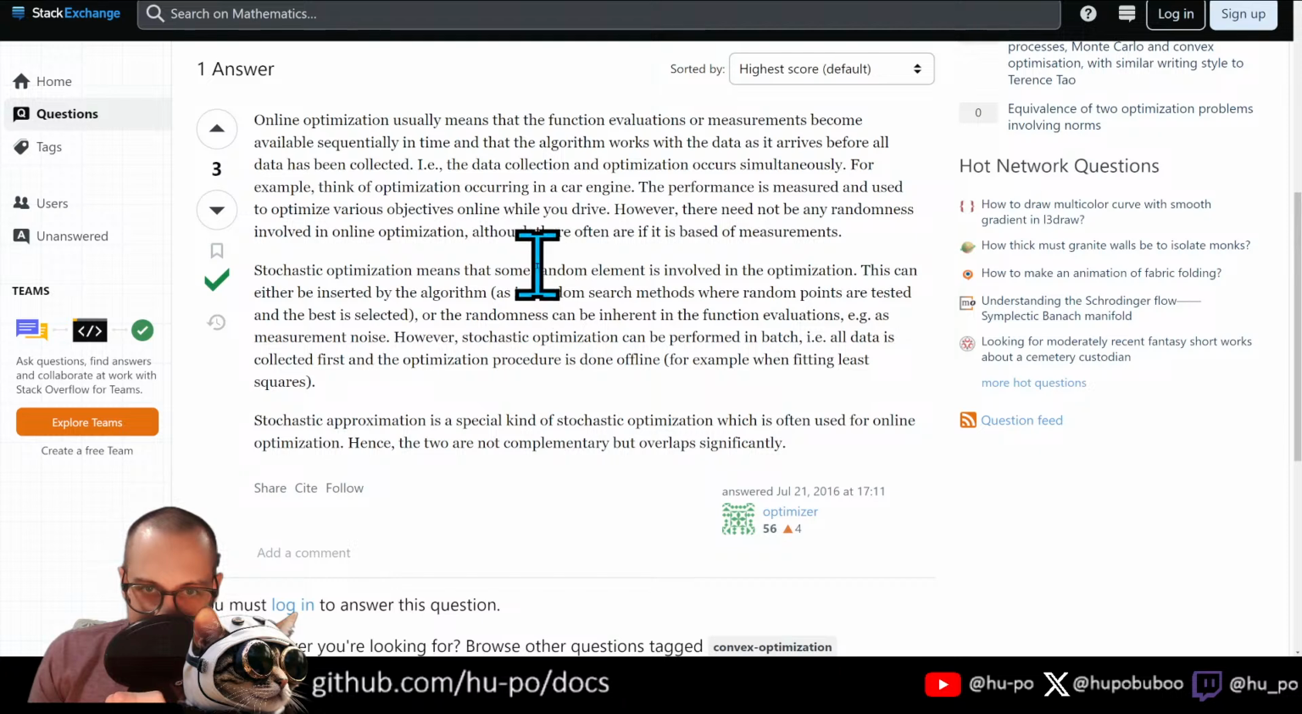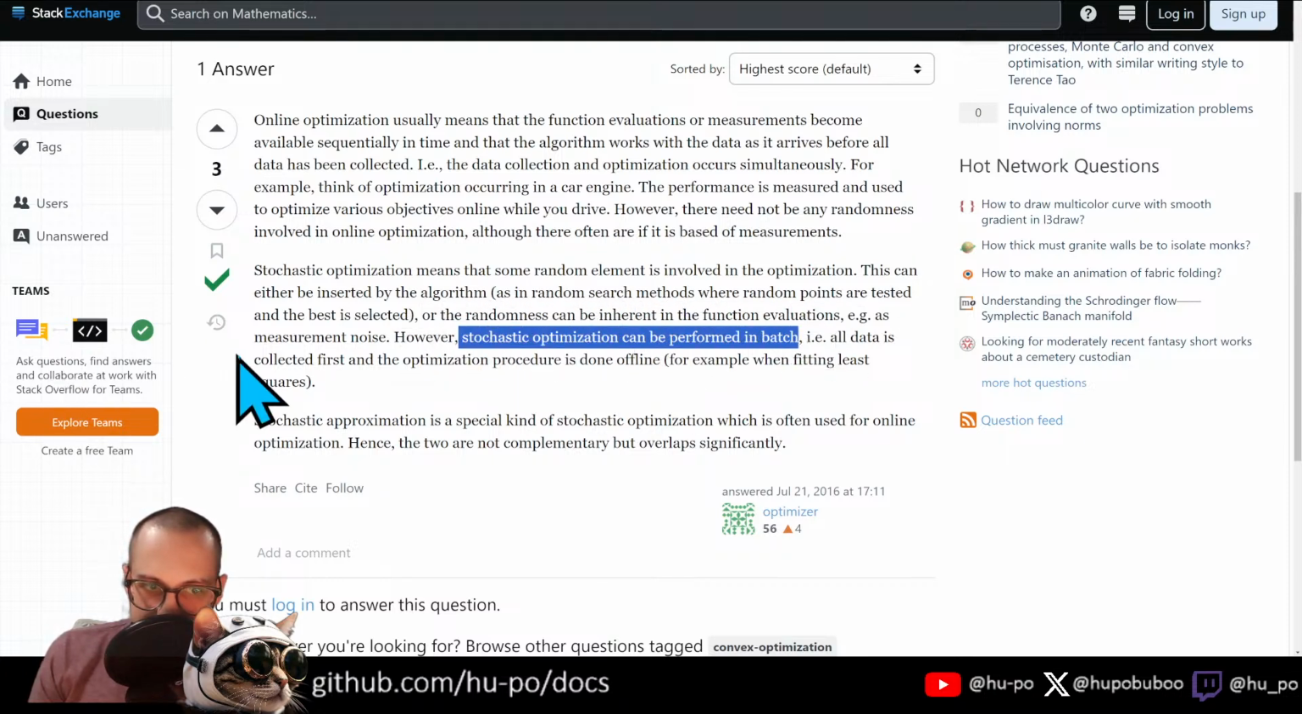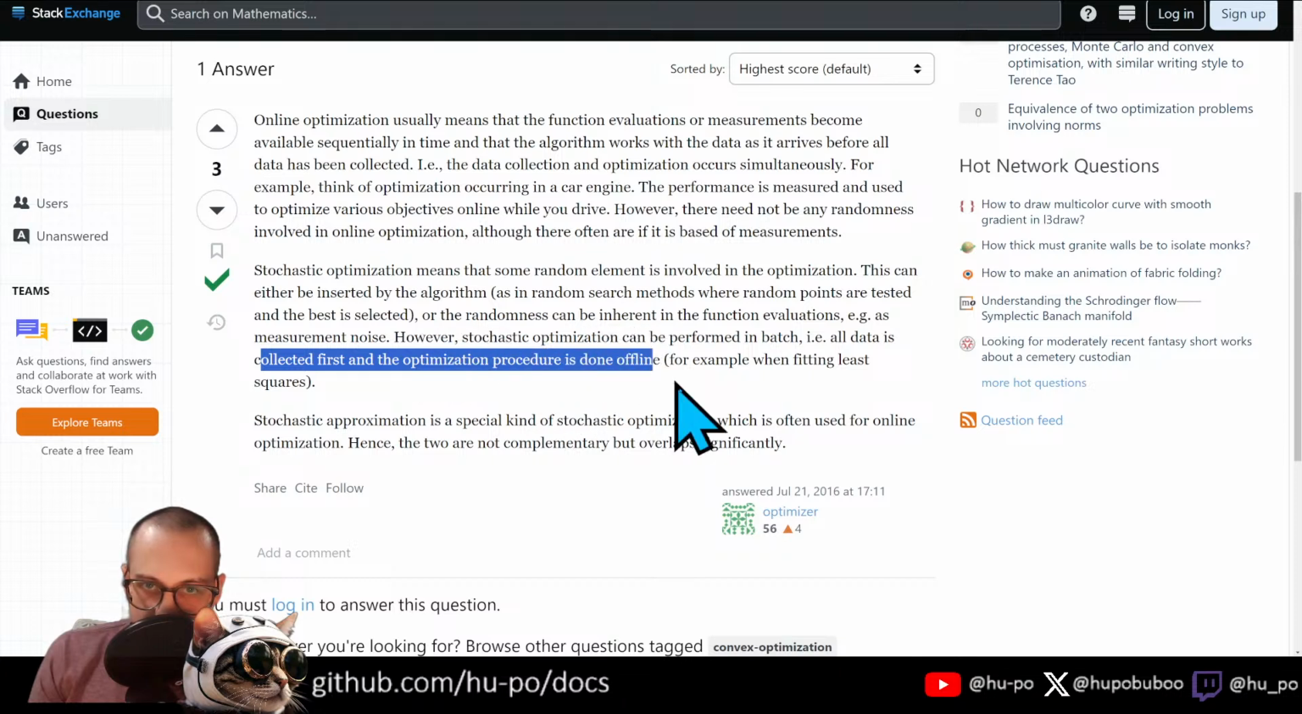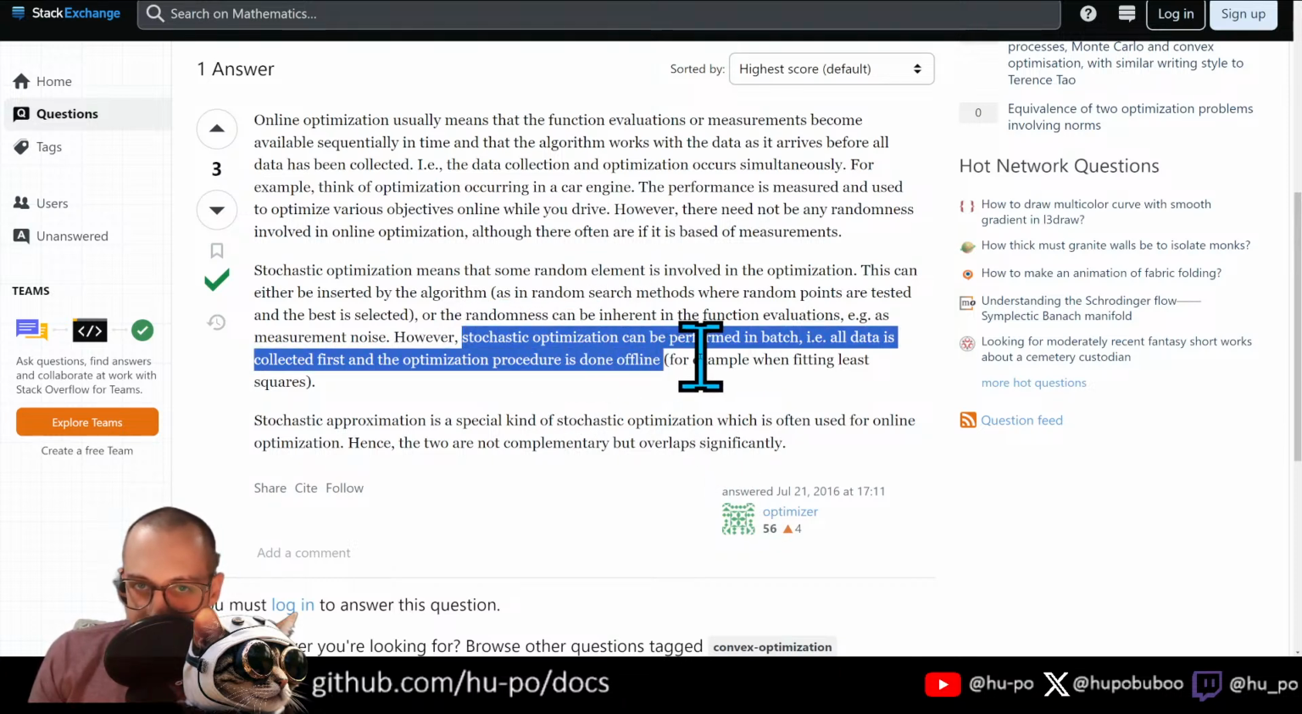Stochastic optimization means that some random element is involved in the optimization. This can be either inserted by the algorithm, and so on. However, stochastic optimization can be performed in batch, i.e. all the data is collected first and the optimization procedure is done offline. And this is really why SGD is a thing, right?